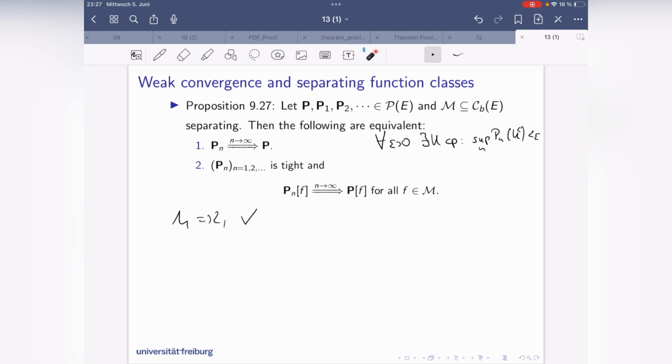Okay, then the other thing from 2 to 1. Let's do it like this. We assume that 2 holds, but 1 does not hold. And we have to find a contradiction, and then we have proved that 2 implies 1.